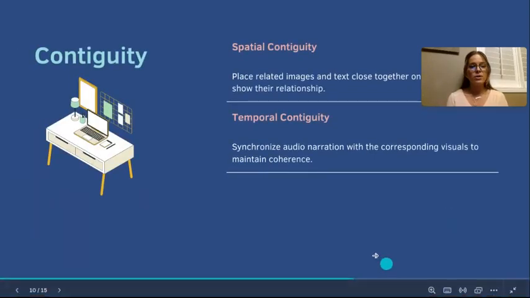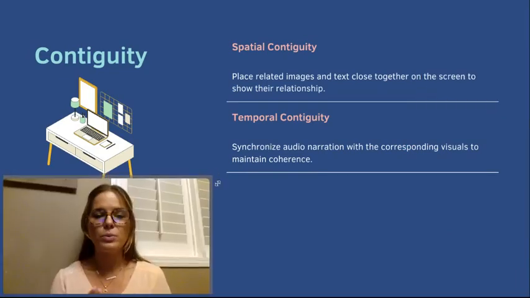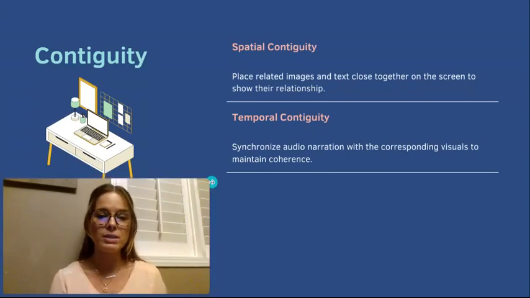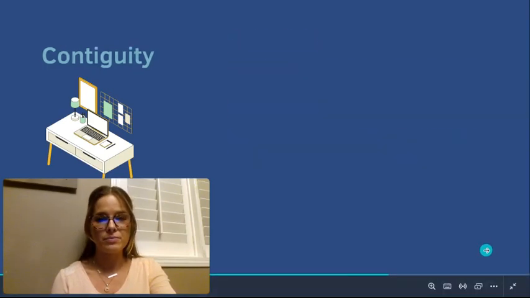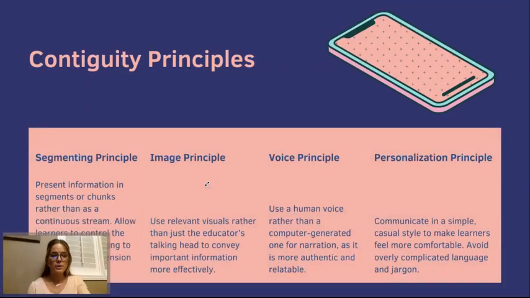We also have contiguity. With that, we have spatial contiguity, where you place related images and text close together on the screen. That way you can show their relationship. And then we also have temporal contiguity, which is where you synchronize audio narration with the corresponding visuals to maintain coherence. And then we have some other principles.